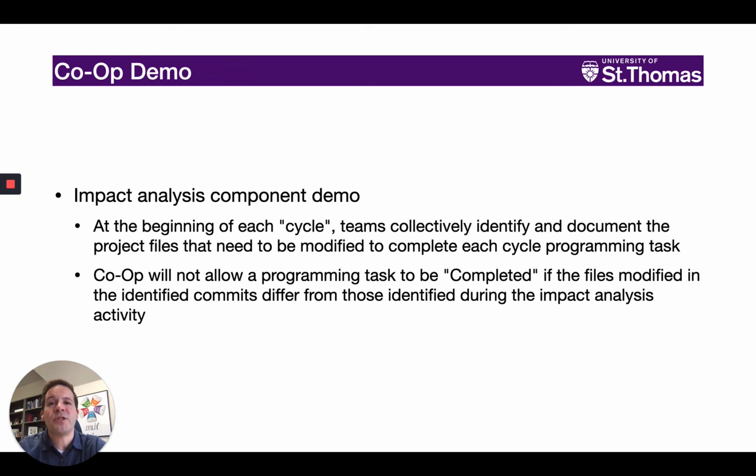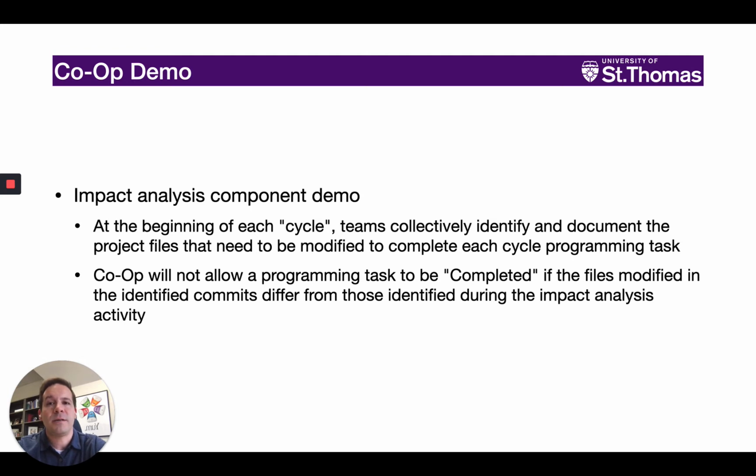At the beginning of each cycle, which is like a sprint in Scrum, teams collectively identify and document the project files that need to be modified to complete each cycle programming task. Co-op will not allow a programming task to be completed if the files modified in the identified commits differ from those identified during the impact analysis activity.